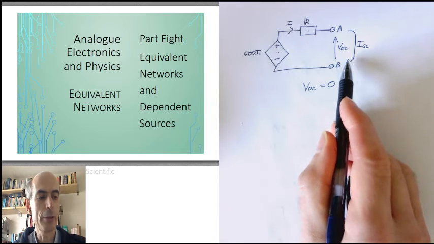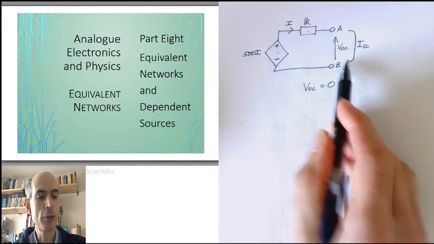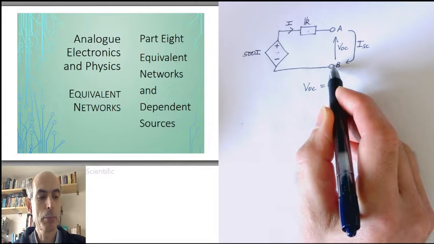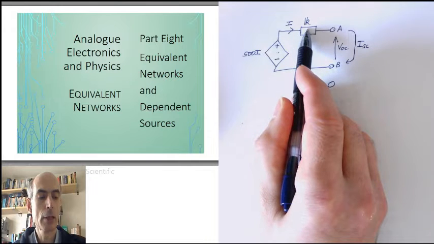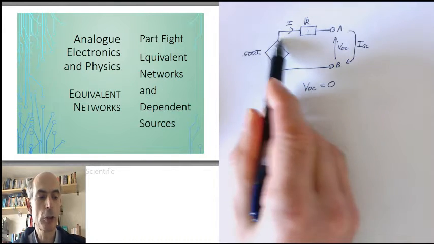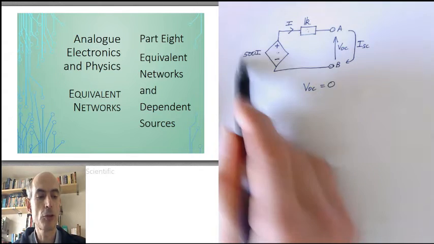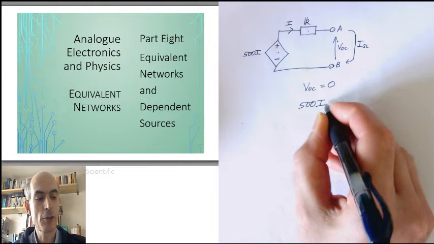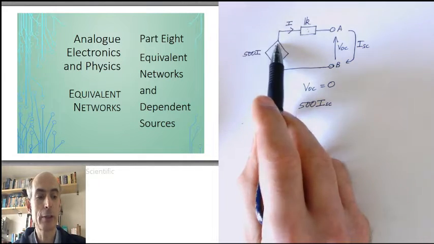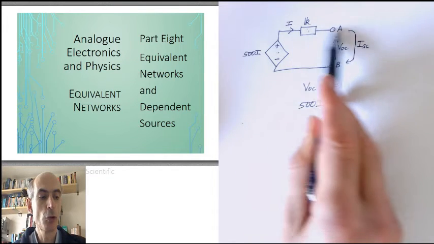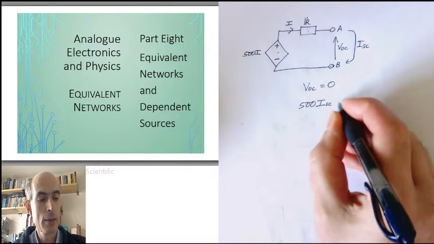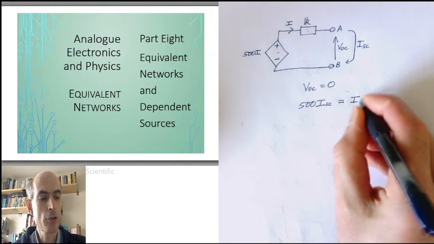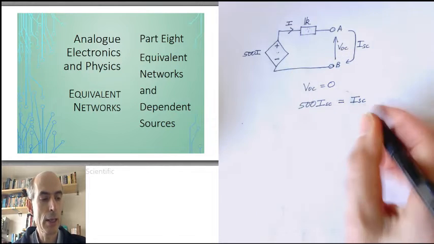Now, the short circuit current. The current that would flow in this network, if I connected A to B directly, I can determine by applying Ohm's law to this resistor. The voltage across the resistor would be the voltage coming from this dependent voltage source, which would be 500 times I. And in this case, this is ISC, the short circuit current, because the current flowing through this resistor would be the short circuit current. And that is equal to the current through the resistor, ISC, times the value of the resistor, 1K.